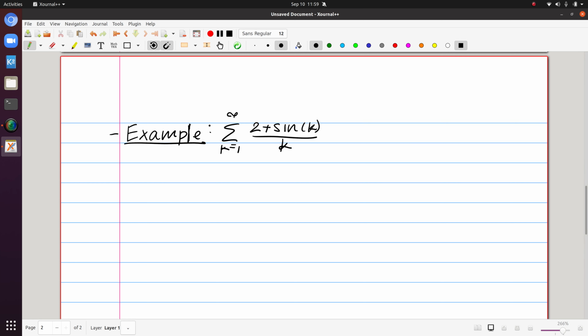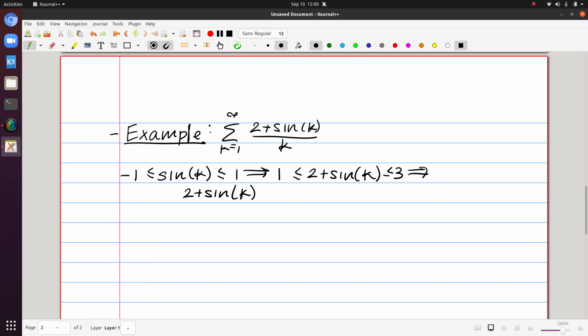So one of the things I referenced when we were talking about the limit before is that we know that sine of k is always between minus 1 and 1. So that tells me that 2 plus sine of k is always between 1 and 3. And then what that means for my terms is that 2 plus sine of k over k is greater than 1 over k and smaller than 3 over k. So we have both a lower and an upper bound here.